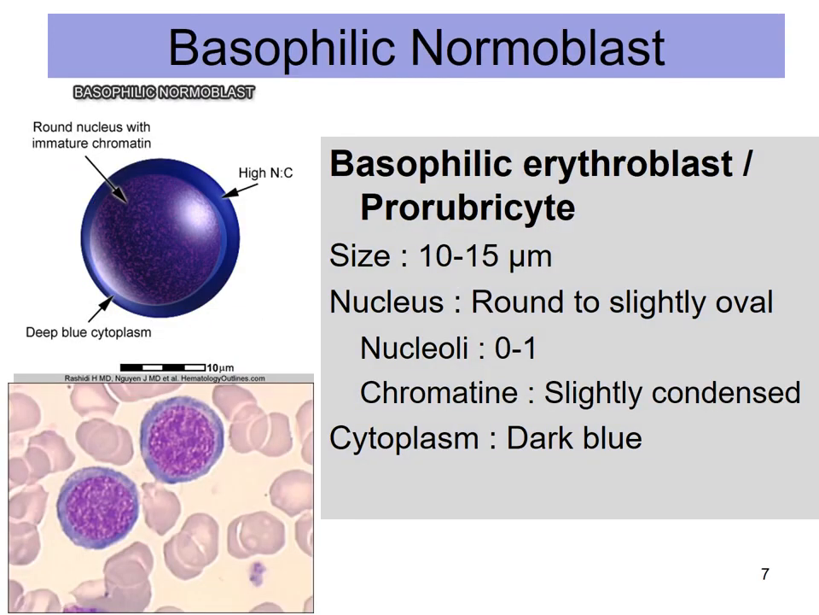The basophilic normoblast is also called the basophilic erythroblast or prorubricyte. It is 10 to 15 micrometers in size with a round to slightly oval nucleus. It has 0 to 1 nucleoli with slightly condensed chromatin and dark blue cytoplasm.